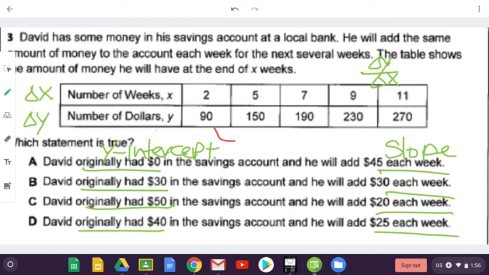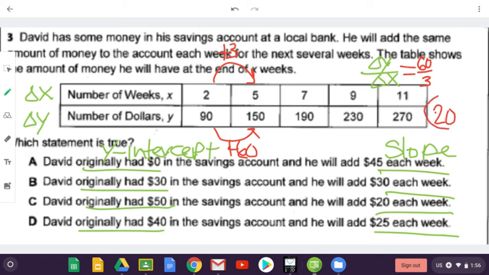So what we're going to do is we're going to do this a couple times. Okay. So your change in y for this guy is going to be plus 60. So 90 plus 60 is 150. Well, same thing can be said for the change in x. So 2 plus something is 5. I'm going to be adding 3 to that. So when I set up my ratio, I'm going to have 60 divided by 3. That's going to give me a 20.